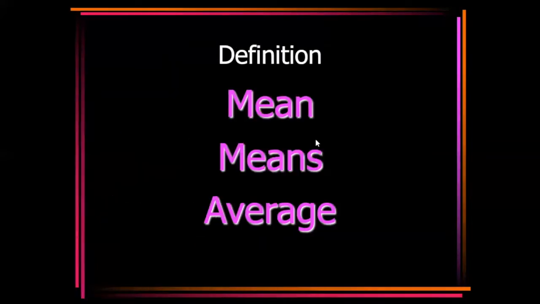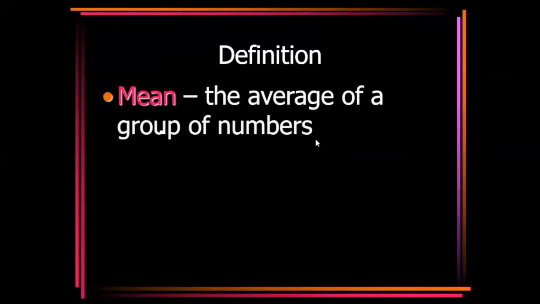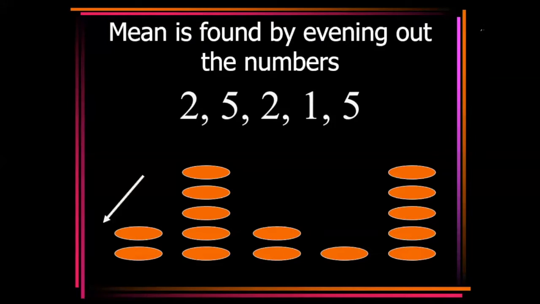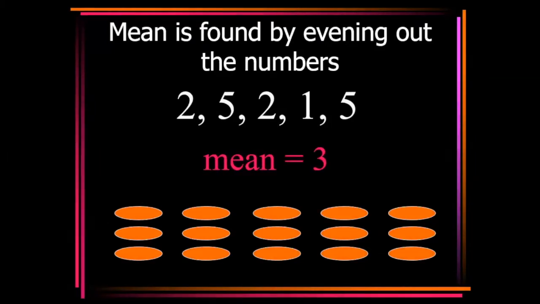Mean. Mean means average. The average of a group of numbers. For example, 2, 5, 2, and 1. The mean is already calculated to be 3, but let's see how the mean was calculated. Mean is found by evening out the numbers. Therefore, the mean equals 3.